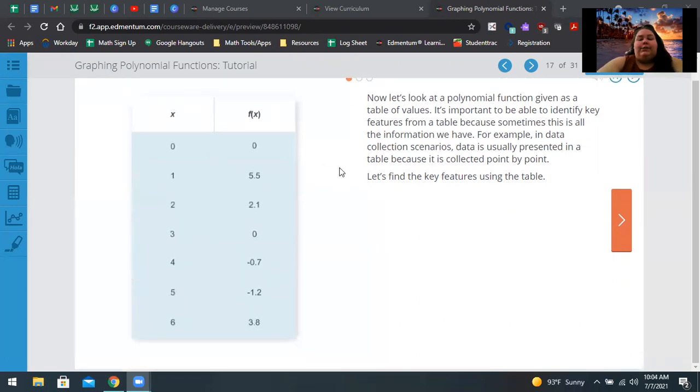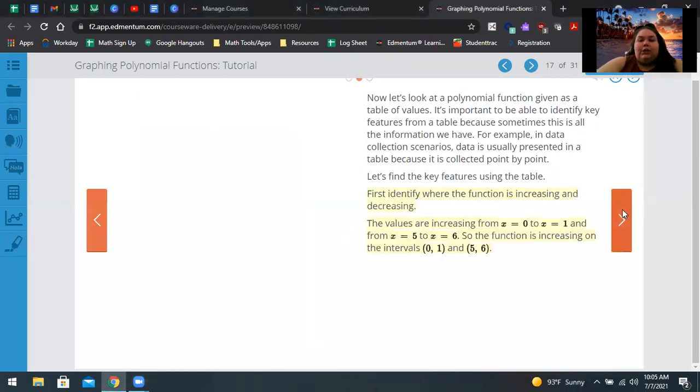So the question is, we saw it graphically. Now what happens if we see it through a table? This table right here is a polynomial function given as table values. It is important to be able to identify key features from a table because sometimes this is all the information we have. For example, in data collection scenarios, data is usually presented in tables because it's collected by points. So we're going to determine some of these key features strictly by looking at the table. We don't have an actual visual description. We can put in our own points and roughly estimate, but it's good practice to just take a look at the table.